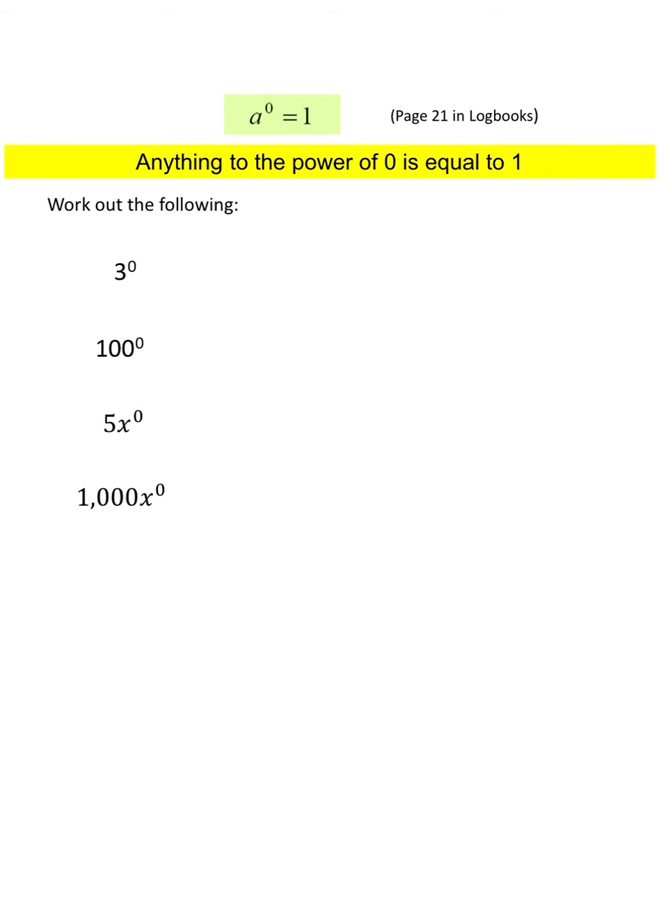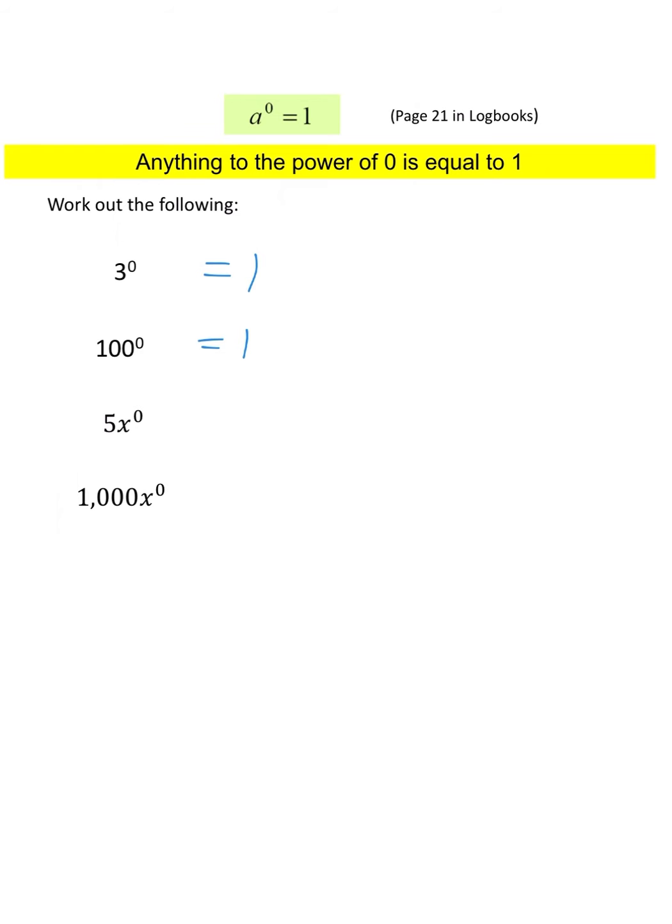Now, final rule for this video is anything to the power of 0 is equal to 1. Now this is very easy but very important because a lot of people often forget this. So anything to the power of 0 is always equal to 1. Like 3 to the power of 0, that's equal to 1. 100 to the power of 0, that's equal to 1. Even if you had a million or a billion to the power of 0, it'll always equal 1.